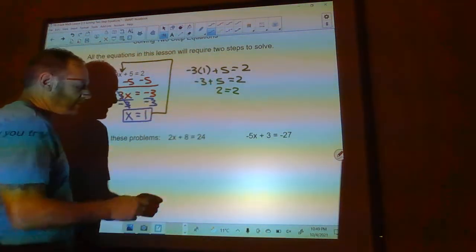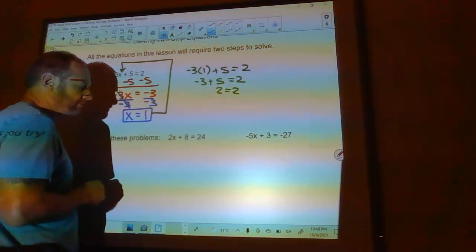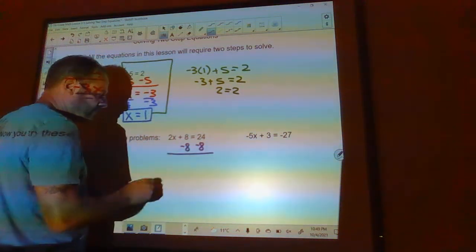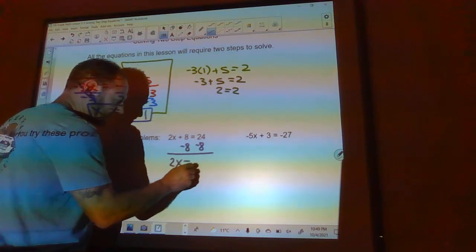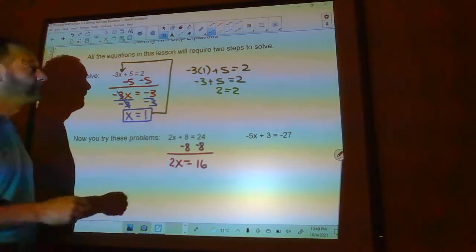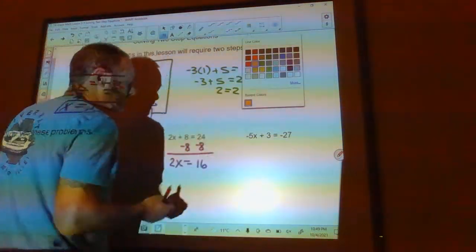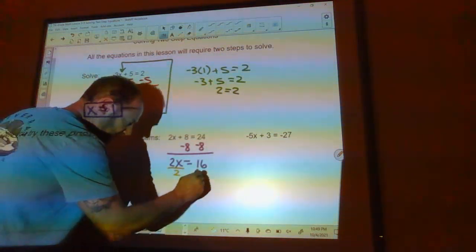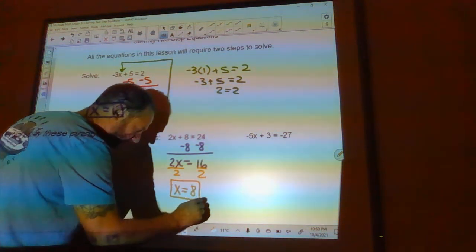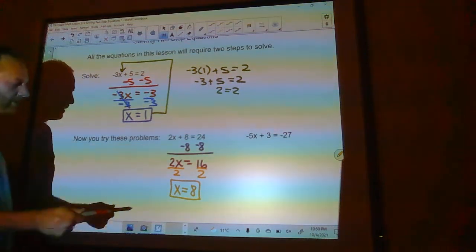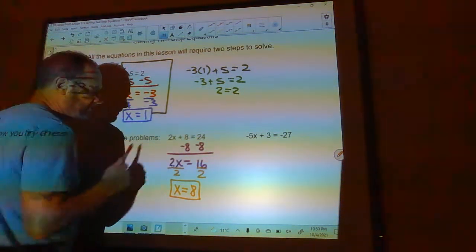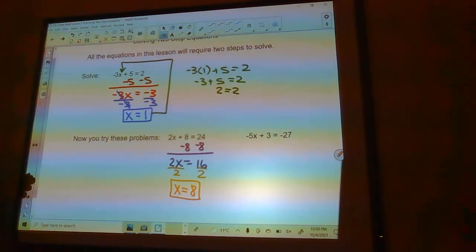Okay, so in this first one here, 2x plus 8 equals 24. I'm going to go ahead and subtract 8 from both sides. And I'm going to get 2x equals 16. There's my first step. My second step, I'm going to divide both sides by 2, and I get x equals 8. So if I check my answer, I take 8 and I put it back in here. 2 times 8 is 16, plus 8 is 24. So I'm good to go.